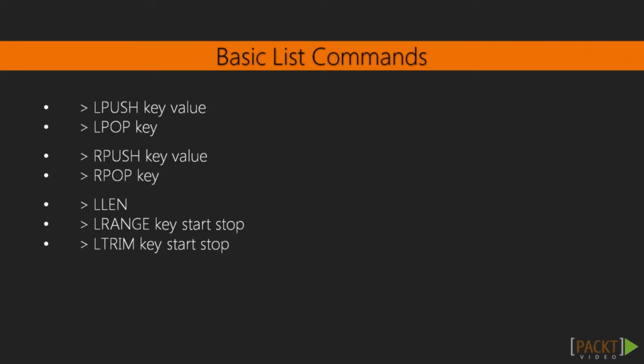Your basic commands for dealing with a list start with L. So LPUSH and LPOP add and remove from the front of the list. RPUSH and RPOP add and remove from the end of the list. LLEN gives you the length. LRANGE gives you a subset of the list. And LTRIM allows you to truncate the list.